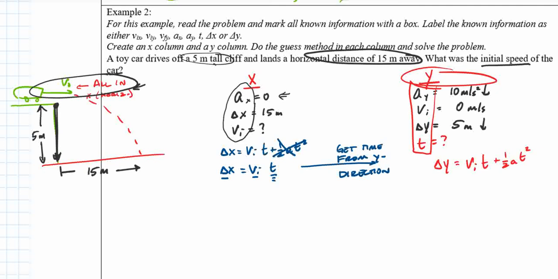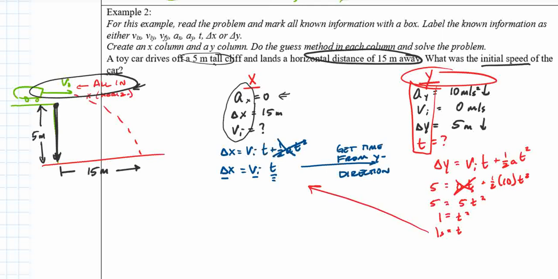So we're going to plug in our numbers. 5 is equal to 0 times time plus 1/2 times 10 times time squared. So that 0 times time part goes away, and I get 5 is equal to 5t squared. So if we divide both sides by 5, t squared is equal to 1, and if we square root both sides, the time is equal to 1 second.